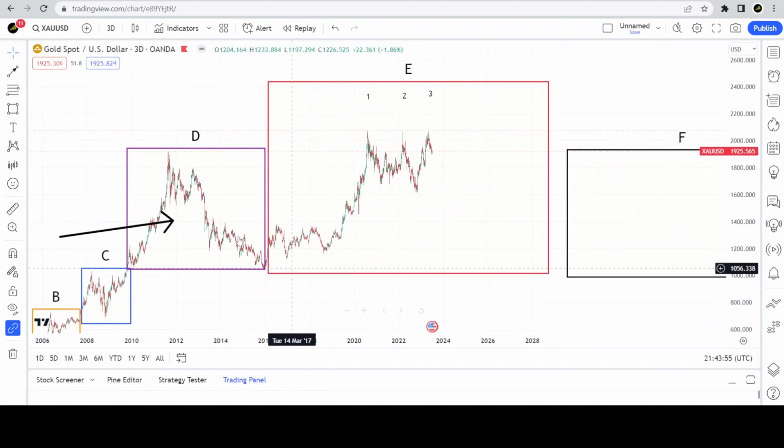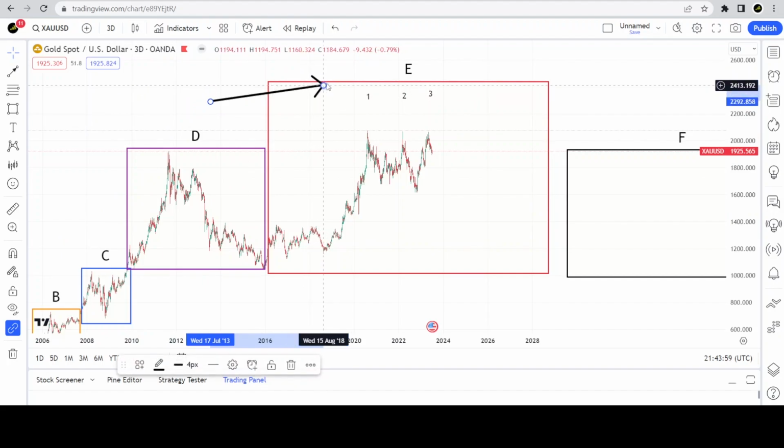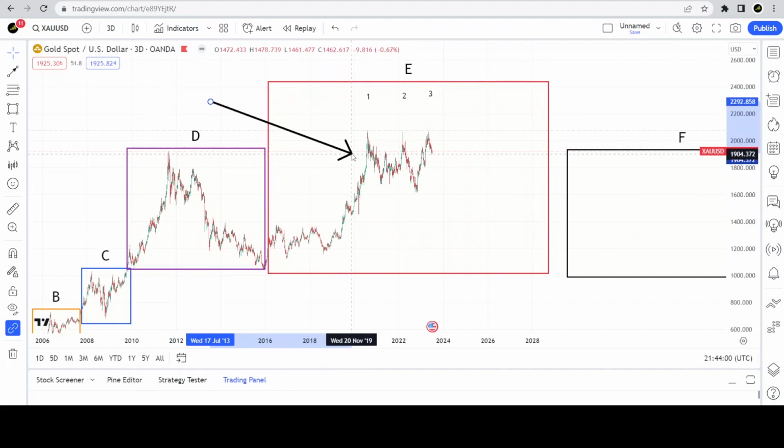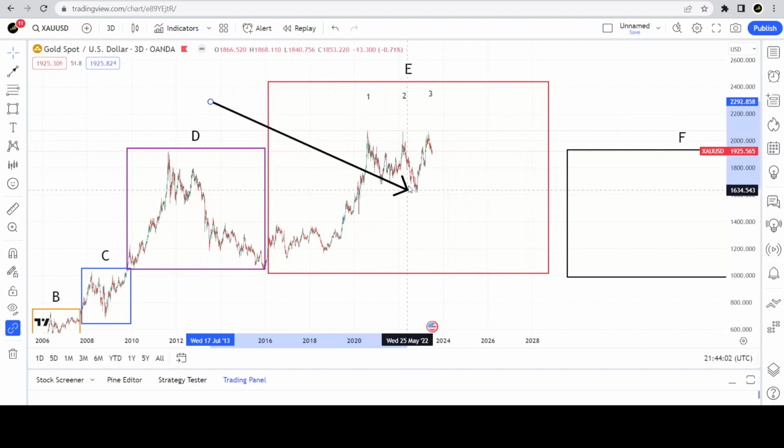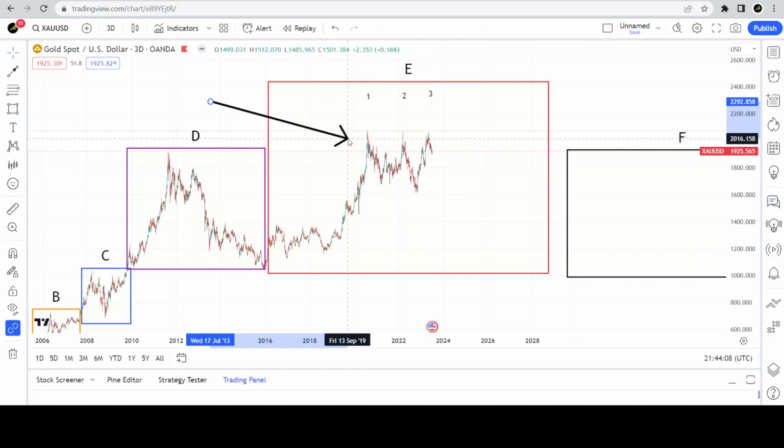So what does E do? E is where it tops. Where are we, folks? We are in E. Here is your first peak. Here is your second peak. Here is your third peak. So what comes next? E has 5 peaks. So you tell me what comes next.